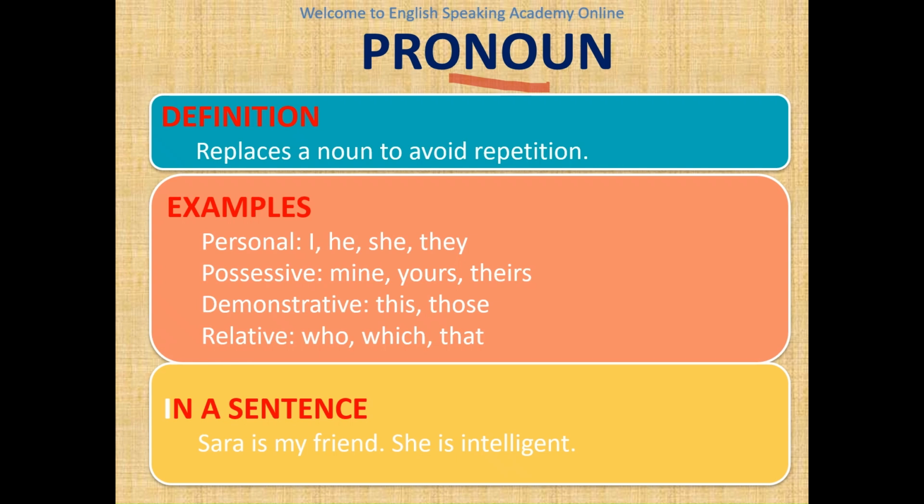We can understand pronoun through a sentence. For example, Sarah is my friend. She is intelligent. Here, she is a pronoun. In the second sentence, in place of the name Sarah, we are using she. So anything which is used in place of a noun is a pronoun. In this sentence, she is a pronoun.